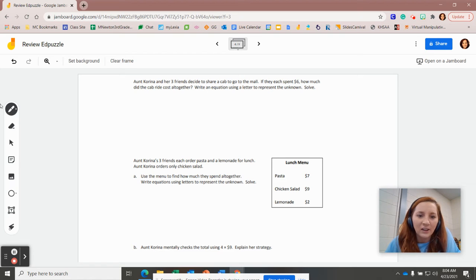It says Aunt Karina and her 3 friends decided to share a cab to go to the mall. If they each spend $6, how much did the cab ride cost altogether? Write an equation using a letter to represent the unknown and solve. Okay, so Aunt Karina and her 3 friends. So how many people are actually going to the mall?